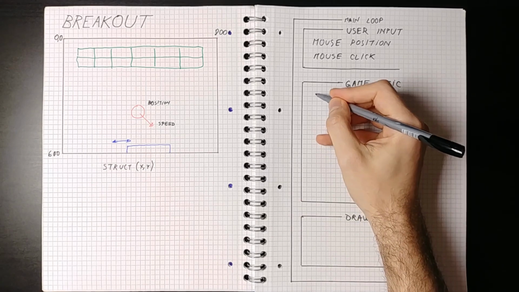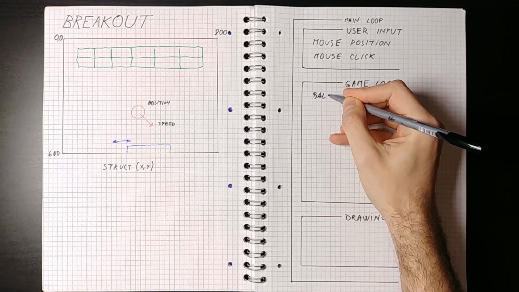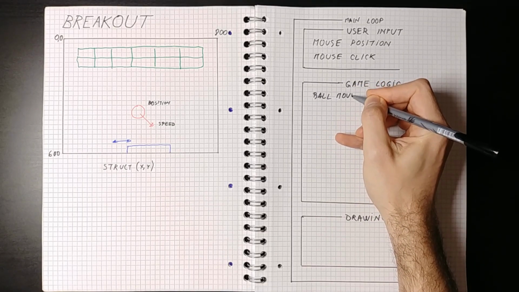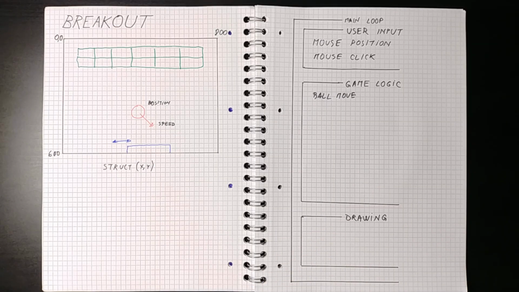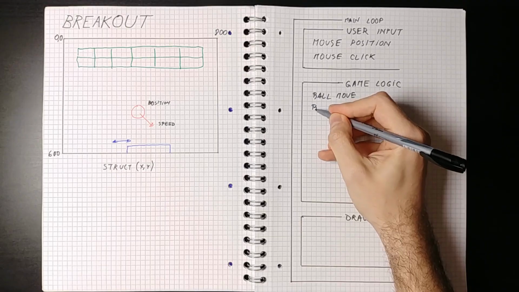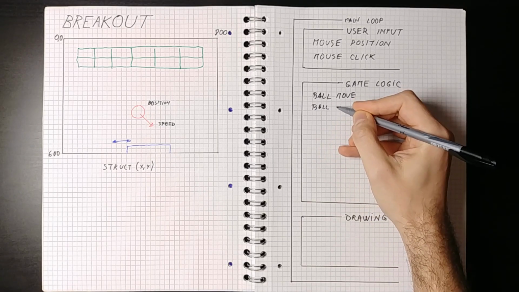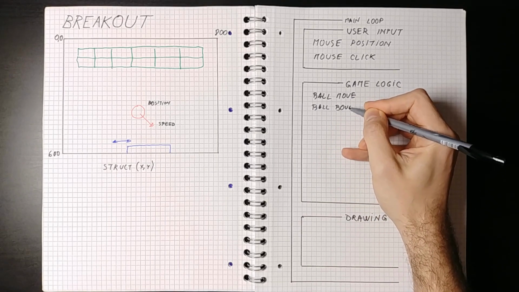The second part is the logic of the game. Let's handle the easy ones first. The first one is the movement of the ball. We just take the current 2D position and add the 2D speed. Since the speed can also be negative, it should work in any direction.